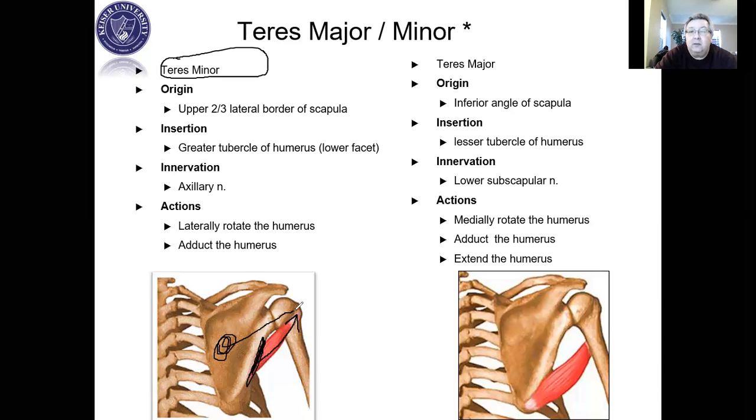Okay, so teres minor comes from the lateral border, the upper half of the lateral border. It inserts into the greater tubercle, just like supraspinatus and infraspinatus. It has a different innervation than supraspinatus and infraspinatus. Teres minor has the axillary nerve. And the teres minor action is the same as the infraspinatus. It externally or laterally rotates the humerus.